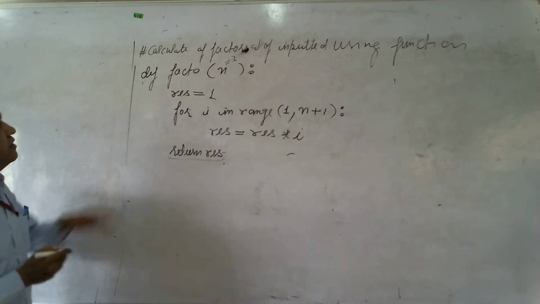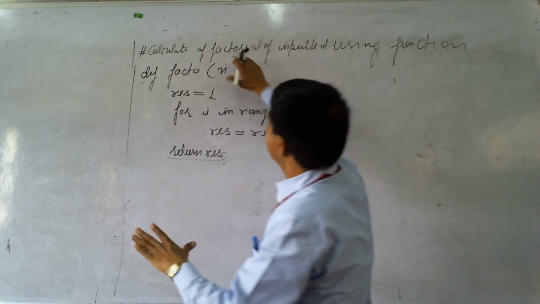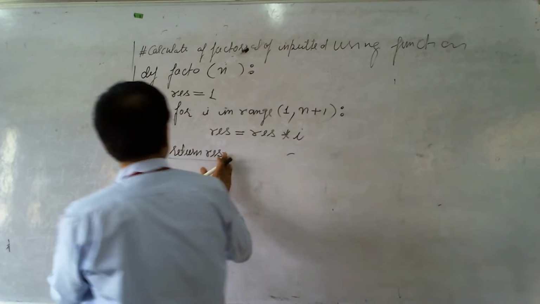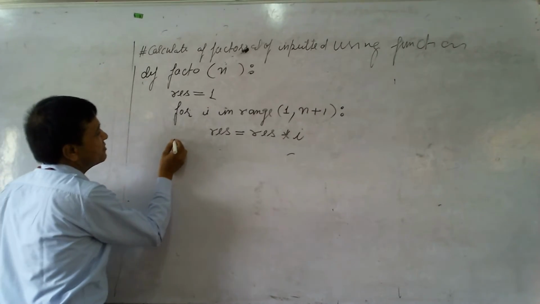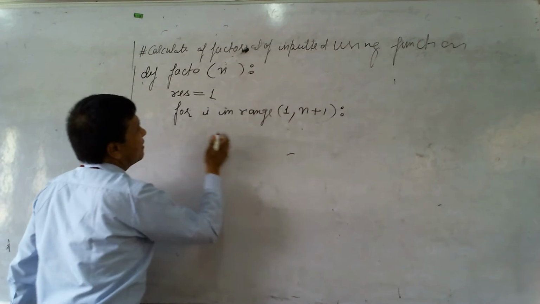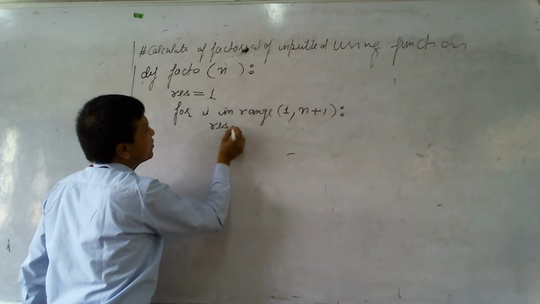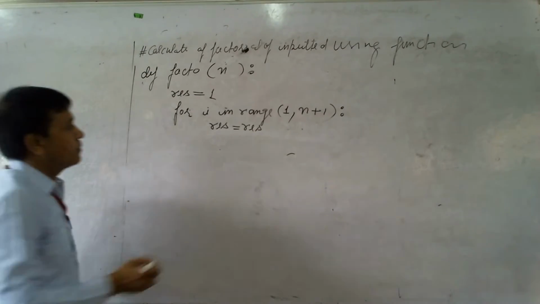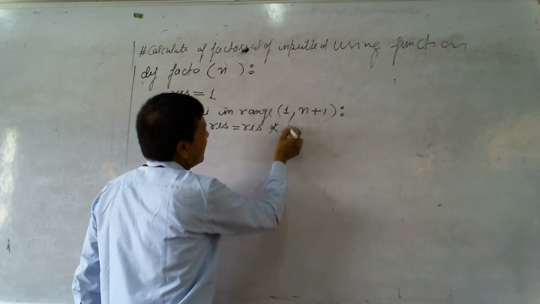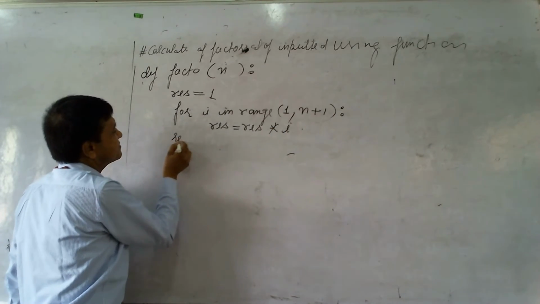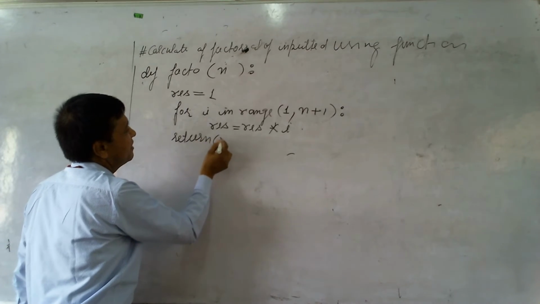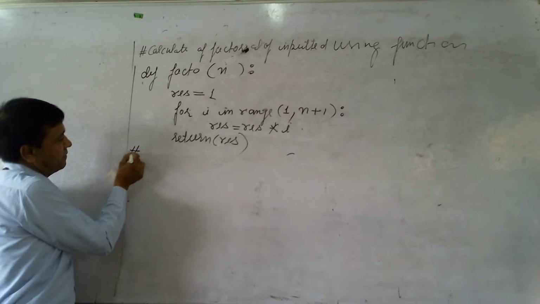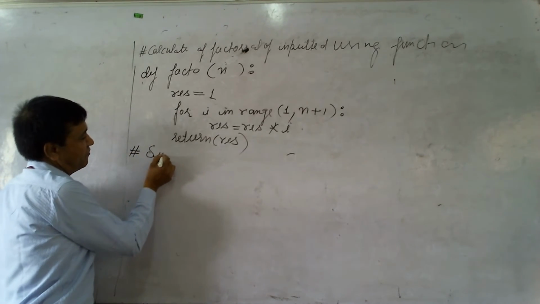See, the function definition of factorial, for calculating the factorial, I have defined once. I will use the same program, same function. I will make it a little shorter: res equal to res multiply this i, and then I am using here return res. Now the sum of series.